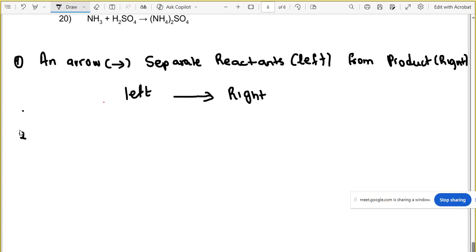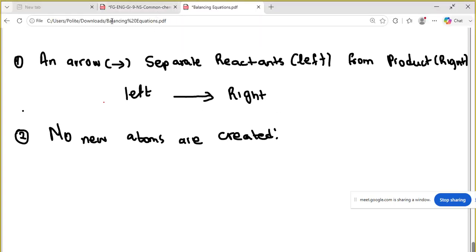The second one, which is also important, is what we call, you say, no new atoms are created. I'll definitely explain this. No new atoms are created. When I say no new atoms are created, it means that only atoms that are present on the left of the arrow may be present on the right of the arrow.